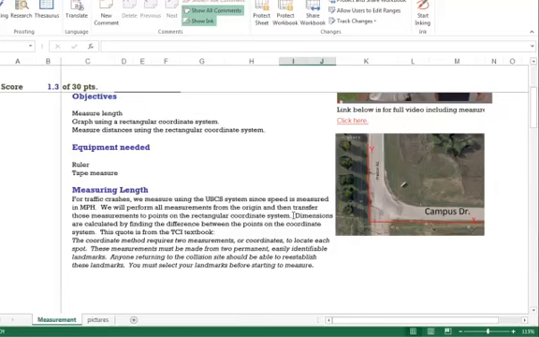The coordinate method requires two measurements or coordinates to locate each spot. These measurements must be made from two permanent, easily identifiable markers. Anyone returning to the collision site should be able to reestablish these landmarks. You must select your landmarks before starting to measure.